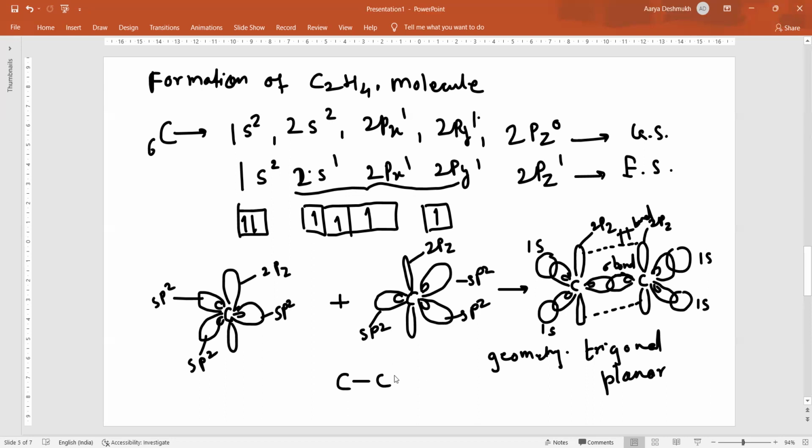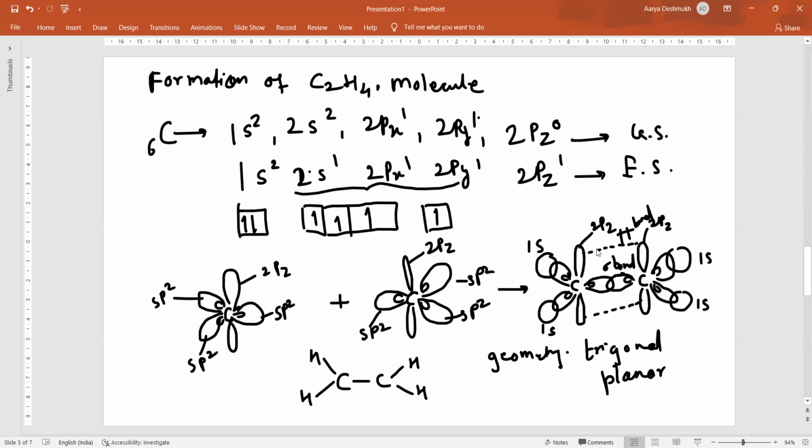Then the remaining are hydrogen and hydrogen, formed by the overlap of 1s of hydrogen and sp2 of carbon, 1s of hydrogen and sp2 of carbon. Then the remaining two bonds like this, this is hydrogen, this is also hydrogen, the same with this carbon also: sp2 of carbon and 1s of hydrogen, sp2 of carbon and 1s of hydrogen. So in total there are 1, 2, 3, 4, and 5 sigma bonds. They overlap axially.